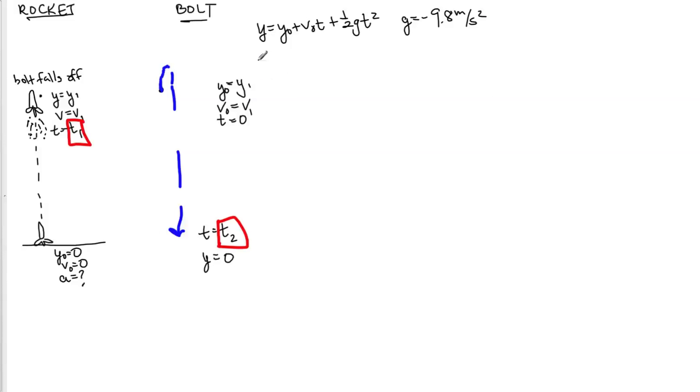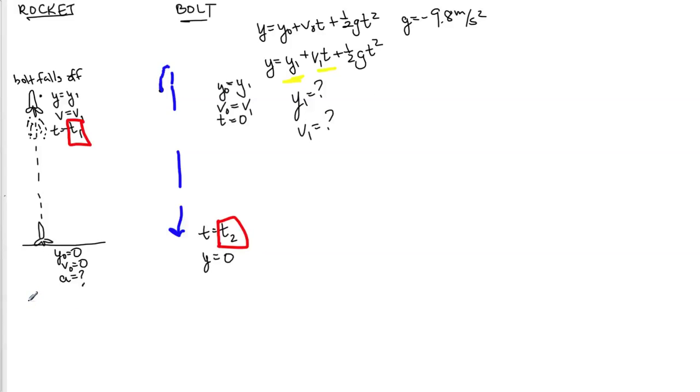But specifically, y naught for the bolt is y1. So I'm going to write y equals y1. And v naught for the bolt is v1. But we need to figure out what y1 and v1 are, because we don't know these. So I can make a list here, y1 equals and v1 equals. Well, these two came from the motion of the rocket in the first place. So we need to go back and look at the motion of the rocket to find y1 and v1.